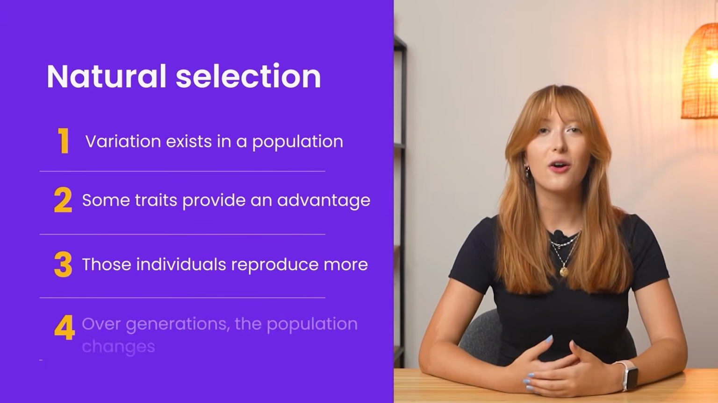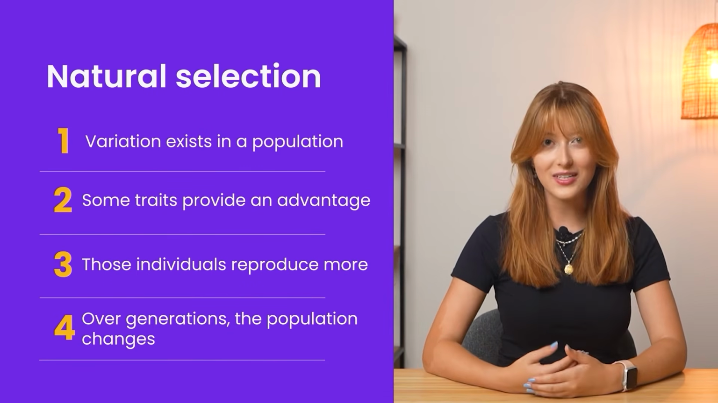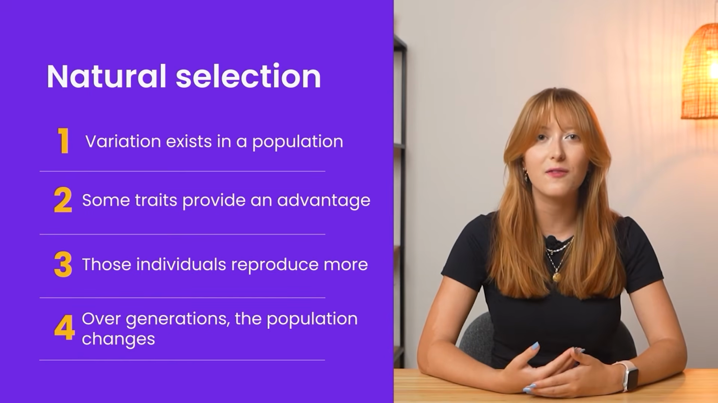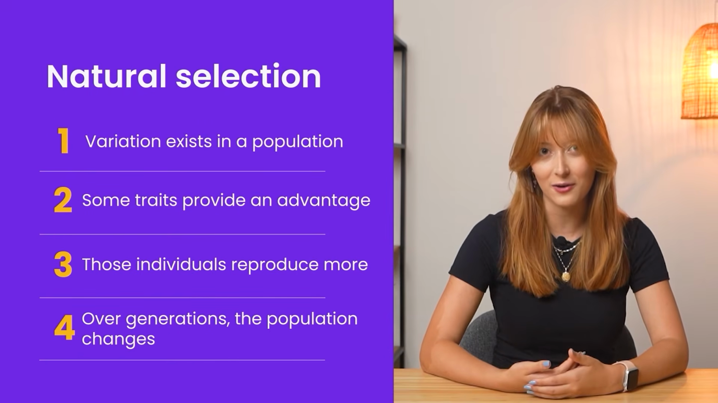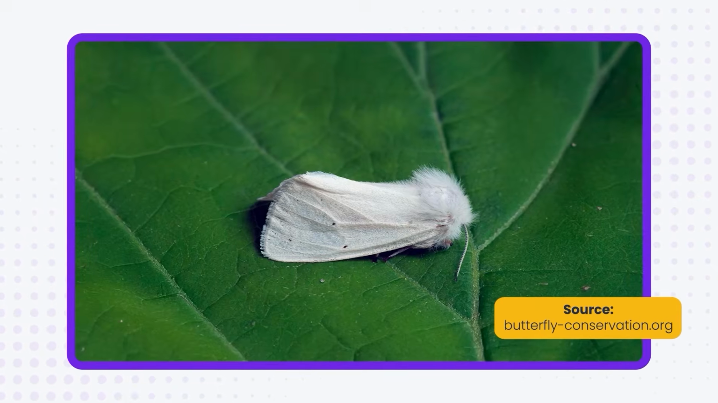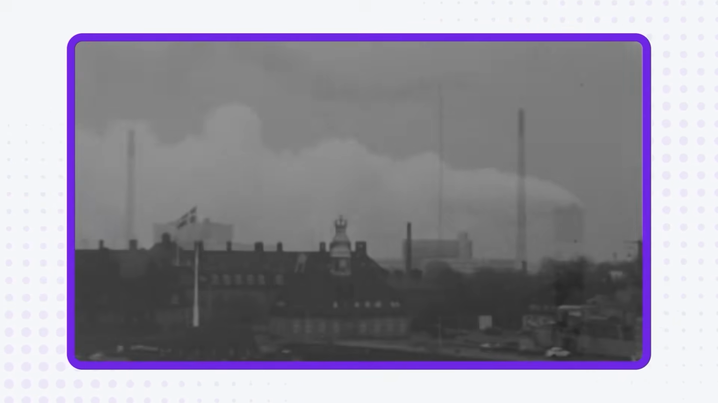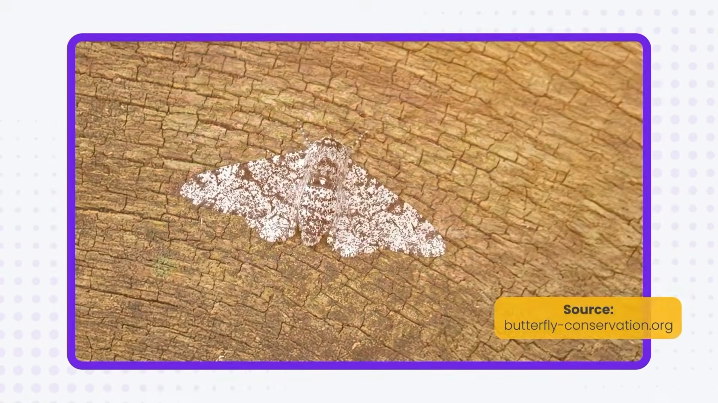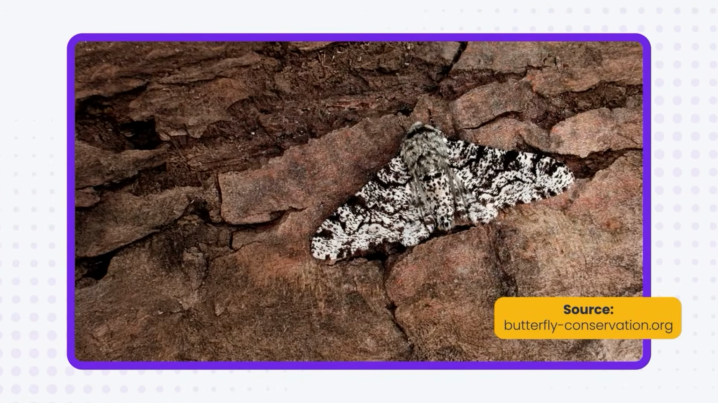Number 4 is that over generations, the frequency of advantageous traits increases while less beneficial traits become less common as they die out. A classic example is the peppered moth during the Industrial Revolution. Before pollution darkened tree bark, light-coloured moths were more common because they blended in with their environment. But once pollution covered trees in dark soot, these darker moths then had a survival advantage and became more common. This shift happened because of natural selection acting on pre-existing genetic variation.